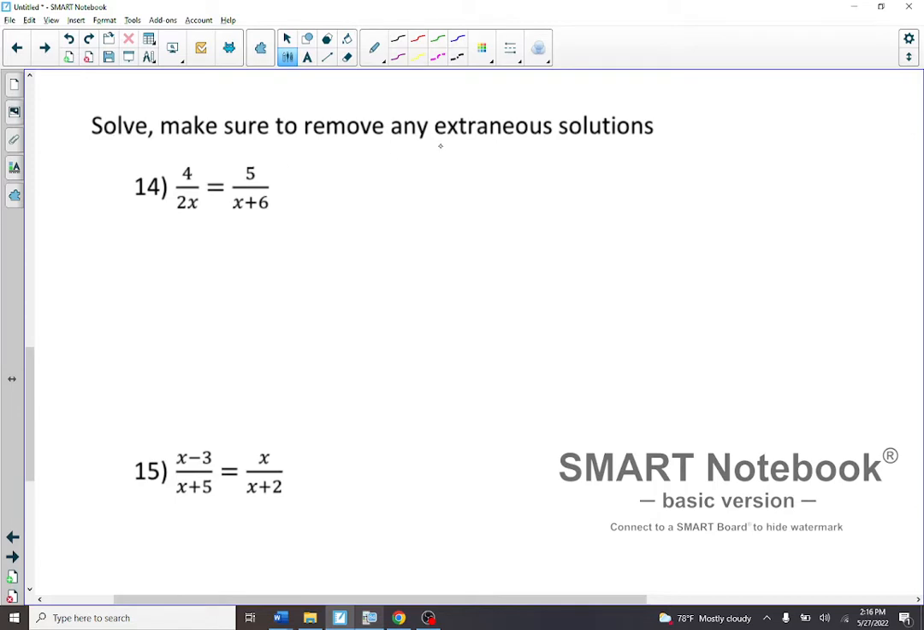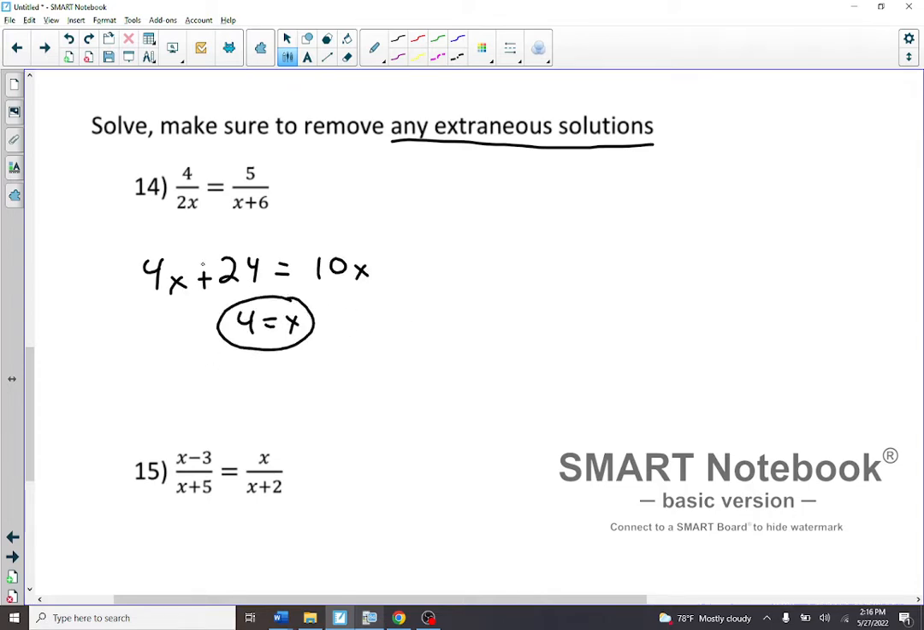All right, solve and make sure to remove any extraneous solutions. You're going to bet that in the multiple choice, I'll leave the extraneous solution to trick you. So when you have equal fractions here, you could just do a cross multiplication. So the cross multiplication is 4x plus 24. I'm just distributing right away. Equals 10x. A little bit of algebra. 4 equals x.